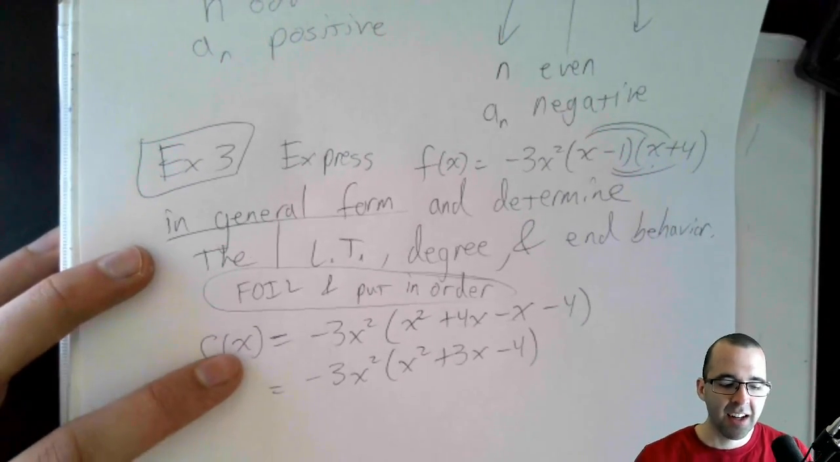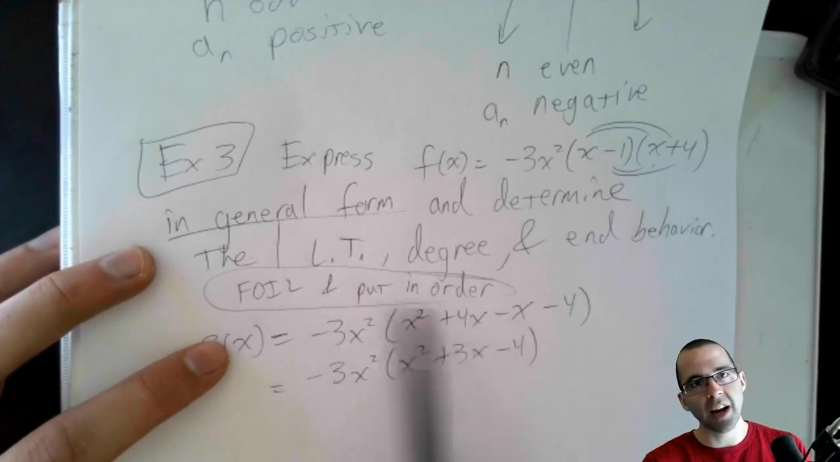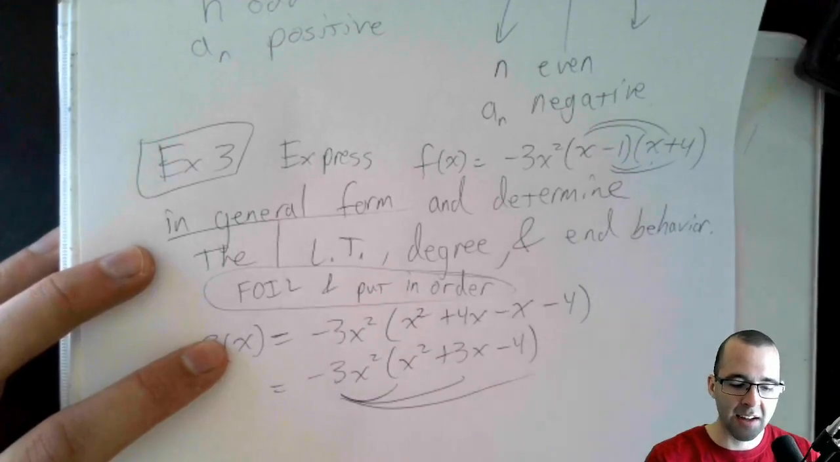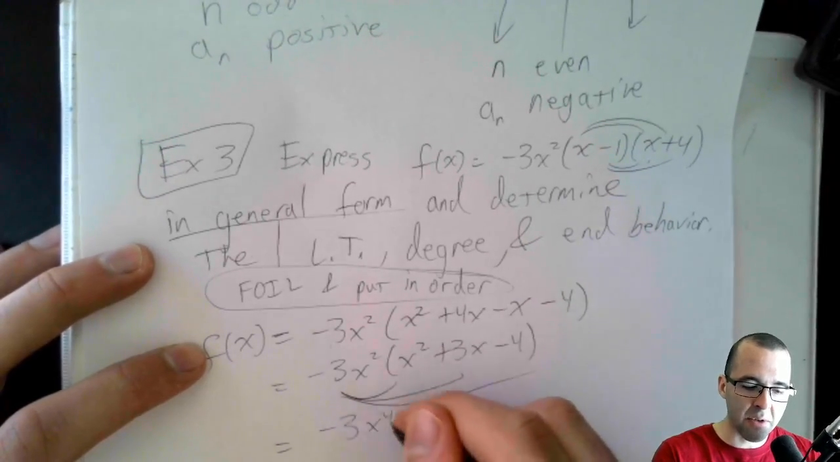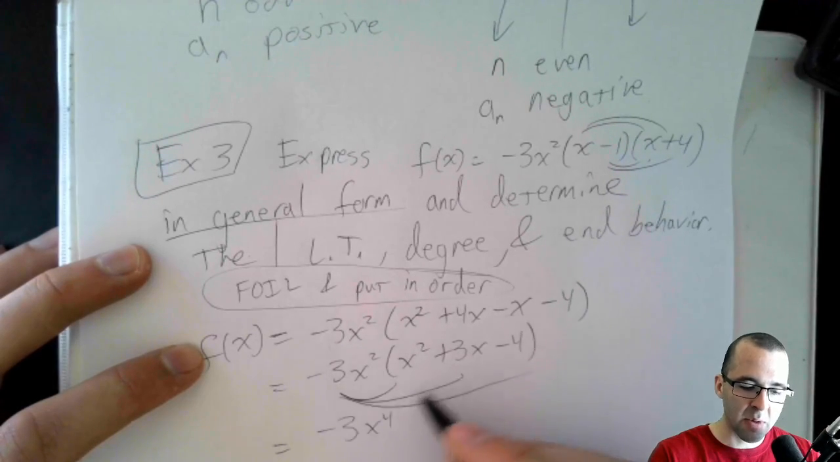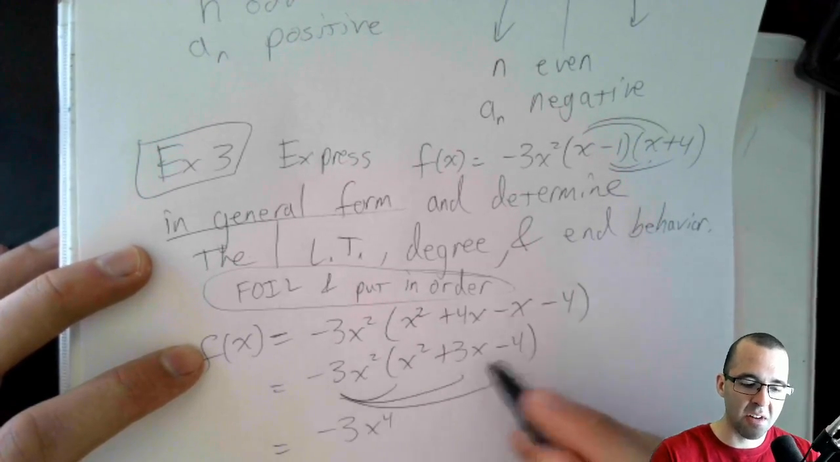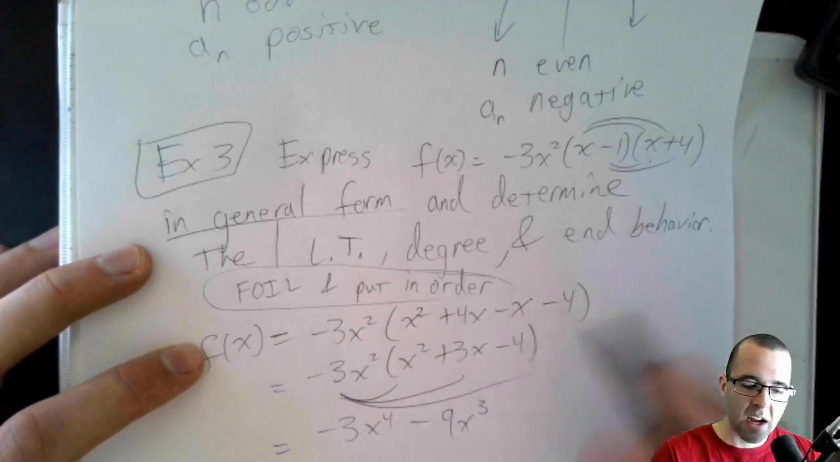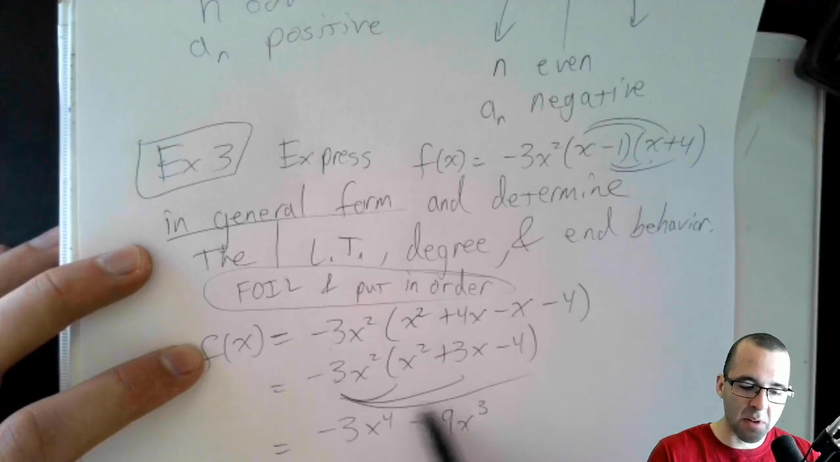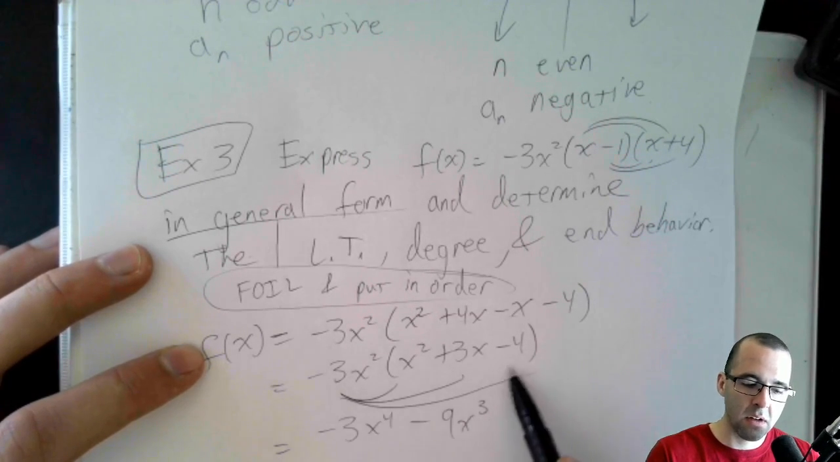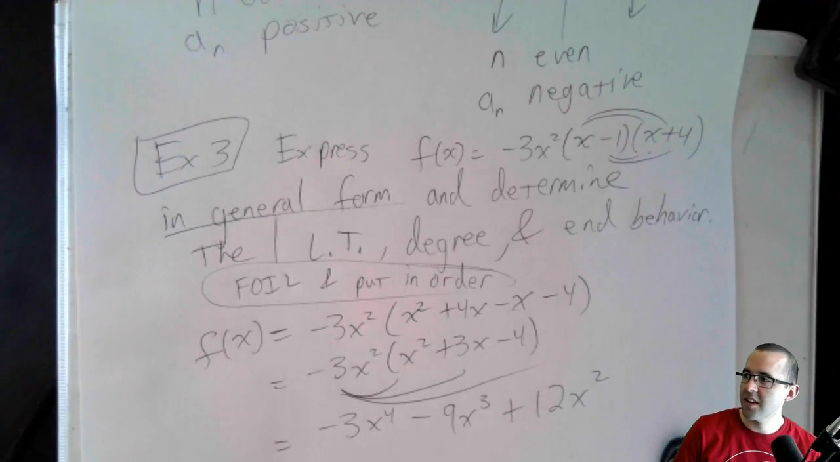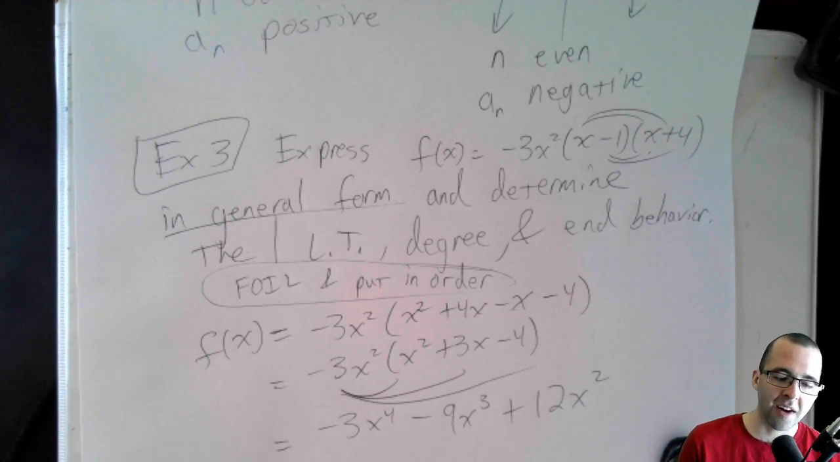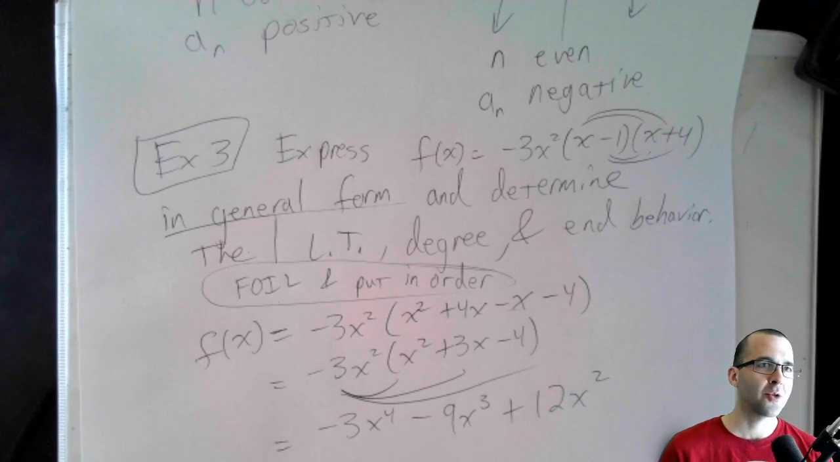We're halfway done. Again, we need to put it in general form, which means it needs to be all multiplied out. So now we need to distribute the heck out of it. So the negative 3x squared is going everywhere. Negative 3x to the fourth, we multiply it by this first term. Multiply these two, we get negative 9x cubed. And the last term is negative 3 times negative 4. That becomes a positive 12. And then there's still an x squared. So if you were to guess that the leading coefficient was 12, you'd be wrong. But you would be correct if you said the trailing coefficient is 12. I'm pretty sure that's a made-up math definition.